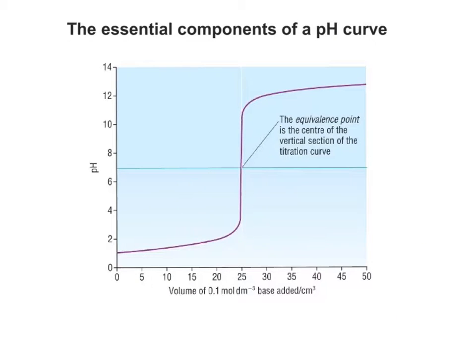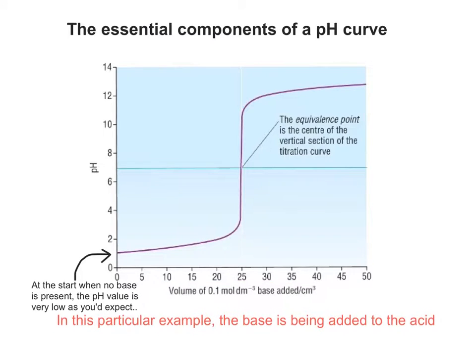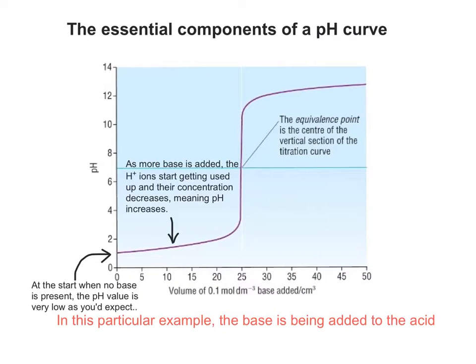This is essentially what a pH curve looks like. In this particular example, the base is being added to the acid. So at the beginning, as you'd probably expect, the pH value is very low. There's no base being added yet. As you add more base, the H+ ions start getting used up and the concentration of H+ decreases. This means that the pH will increase.